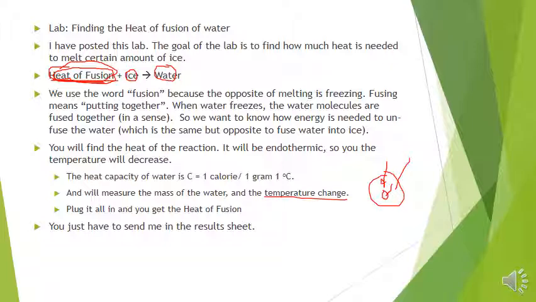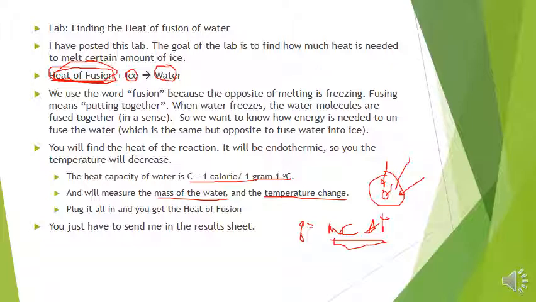You know the mass of the water, so one of the steps you do is weigh the mass of water without the ice, and you know the heat capacity. So what you do then is you just use our formula: Q equals m c delta T. c is the heat capacity of water, and then just multiply those three numbers together. And that'll tell you how much heat was required to melt the ice into the water.